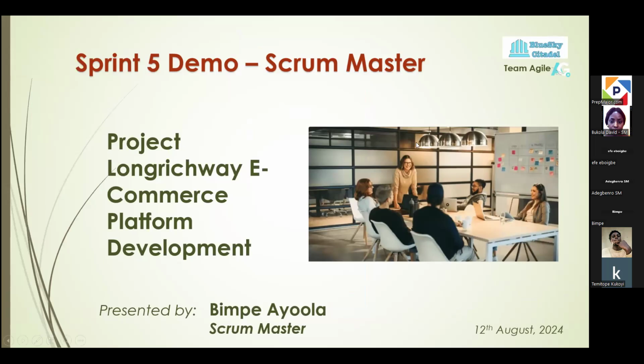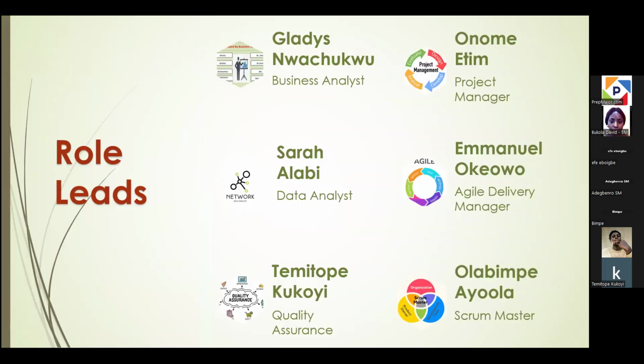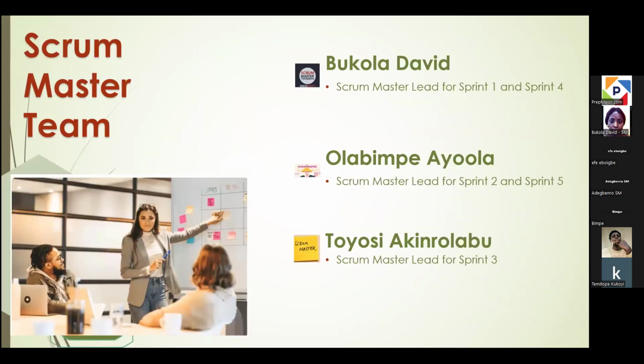Yeah, my name is Bingbe. Once again, I'm presenting for the Scrum Masters. Table of contents for the Scrum Masters report. These are the 6 role lists for sprint 5. The team of the SM comprising of Bukola, TLC, and High.